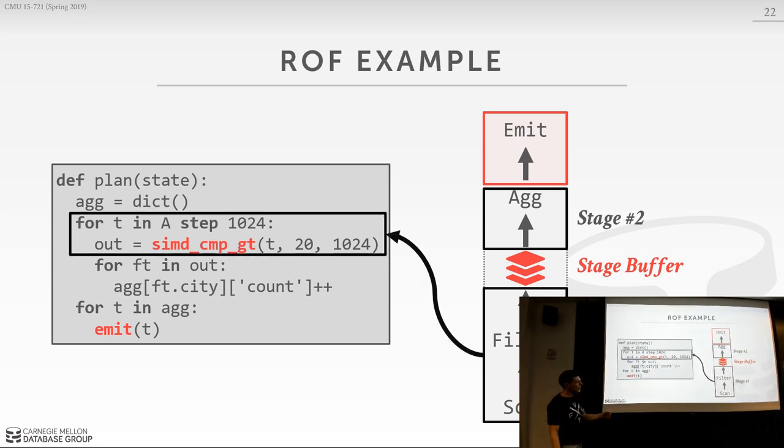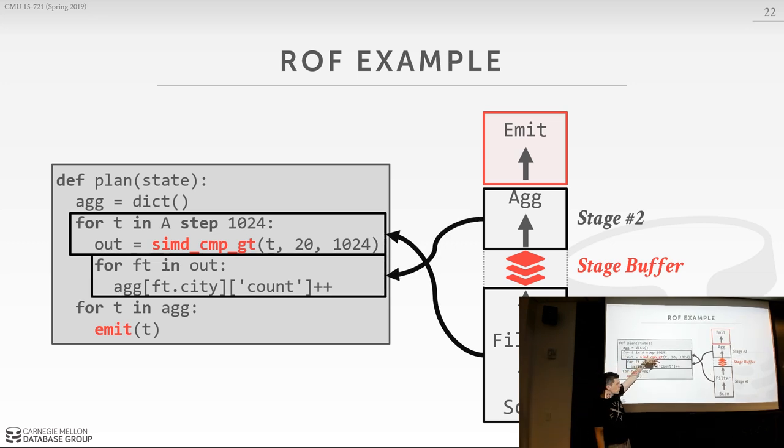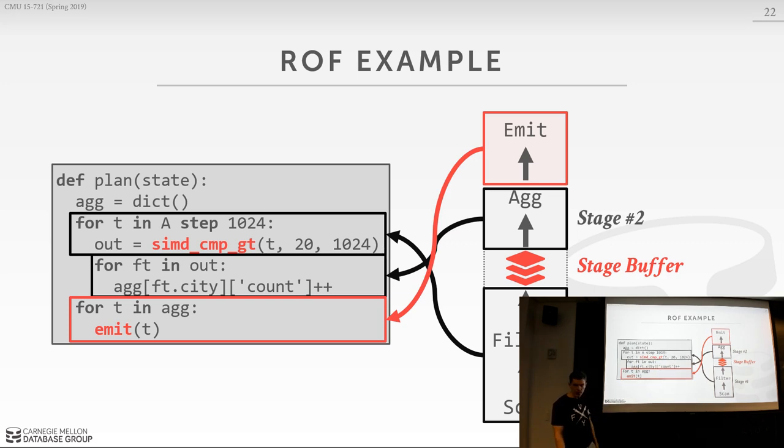Right, so in this case, the first stage is grabbing the tuples and doing the comparison. Then we write all the output of this into our stage buffer, and in the second stage, we do our aggregation. And then the top is still the same.